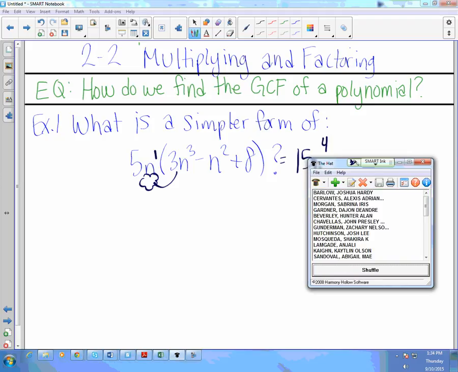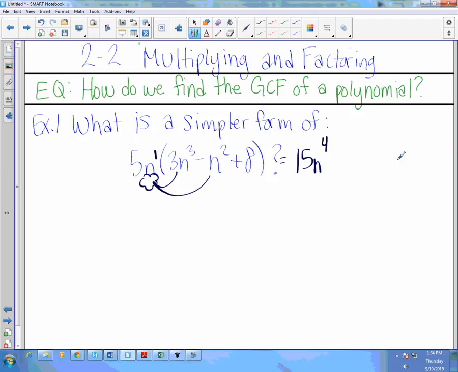Josh, this one. Josh Barlow. 5n times, sorry, what did we get? It's a negative, right? Negative 5n cubed, because we combine the first power and second power and that makes cubed. Okay? And 5n times 8. Josh, pick another one.